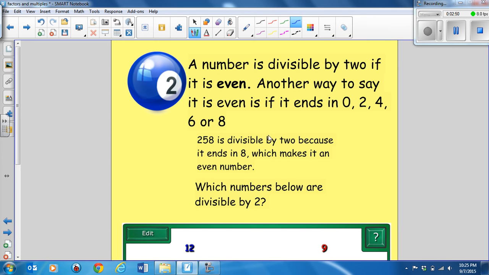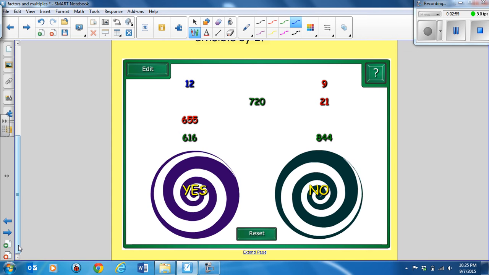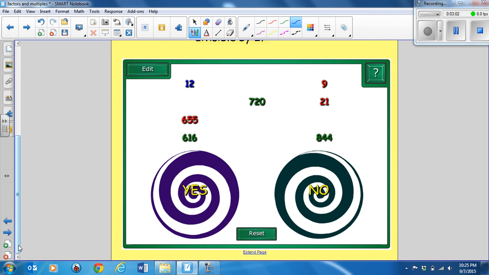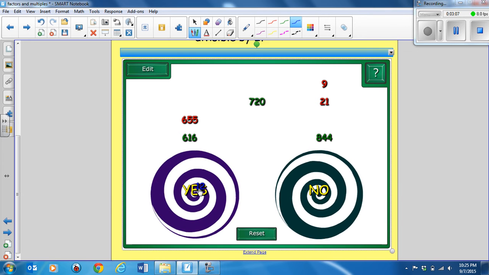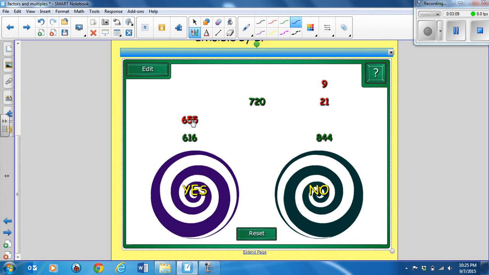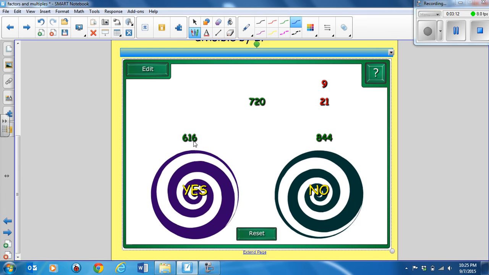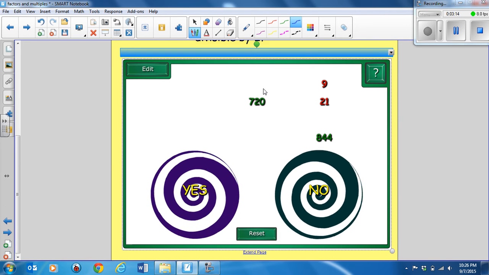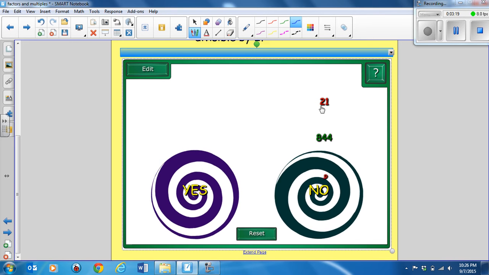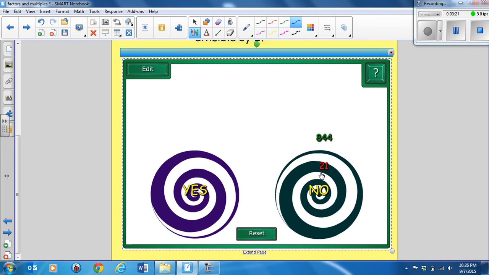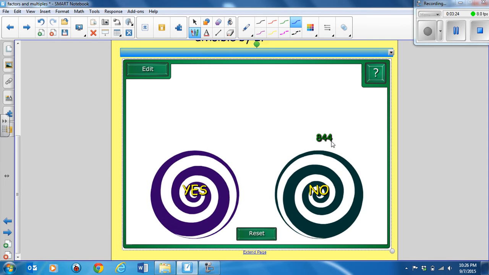Alright, so this is what I just went over, so now you can just watch the video. A number is divisible by 2 if it's even, so that's 0, 2, 4, 6, and 8. So let's take a look down here at the bottom. So we're going to find all the ones that are even. So 12, this is a 5, so no, that's not even. This one ends in a 6, so it is. This one ends in a 0, so it is. This one is odd, so it is not. That last number here is odd, so it is not. And then this one here is even, so it is.